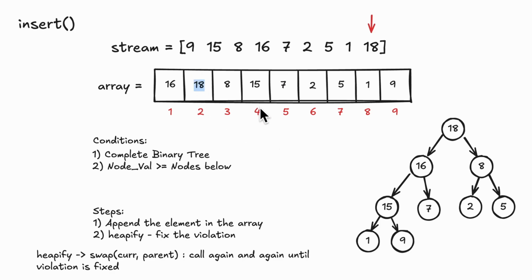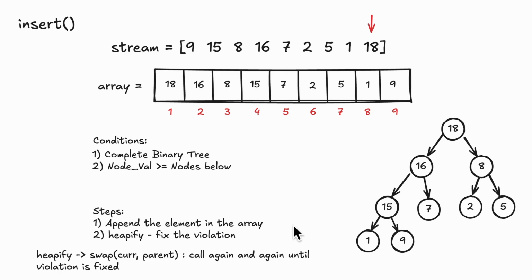Let's make the changes in the array as well. Done. Now check the conditions. Now the condition is not violated, so we can stop. Now if someone comes and asks you to tell them the maximum element, you can directly return the element present at index 1, which is 18, and it is true, right? So this is how we implement the insert function. Insert function basically follows these two steps. So I hope you understood this insert function.